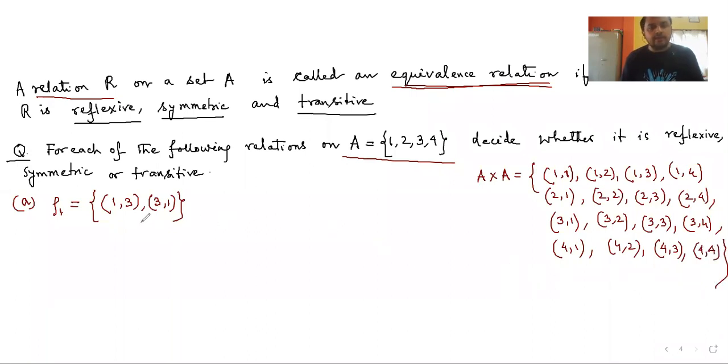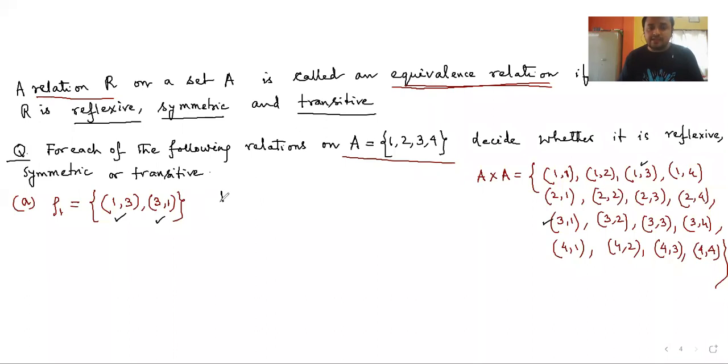Okay, and now you see that the relation has been defined as rho 1. First of all, we can check whether rho 1 is indeed a relation or not. Since 1, 3 is present in rho 1, 1, 3 is also present in A cross A. 3, 1 is present in rho 1, 3, 1 is also present in A cross A. So obviously, rho 1 is a relation. The point is whether this relation satisfies the properties of reflexivity, symmetricity, or transitivity or not.